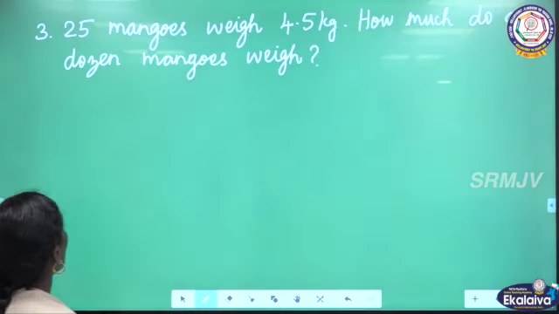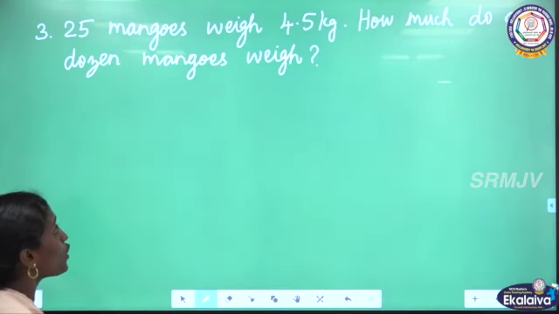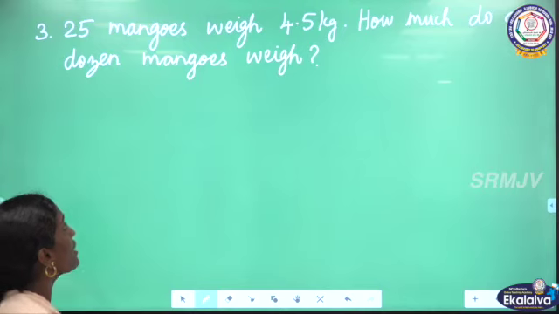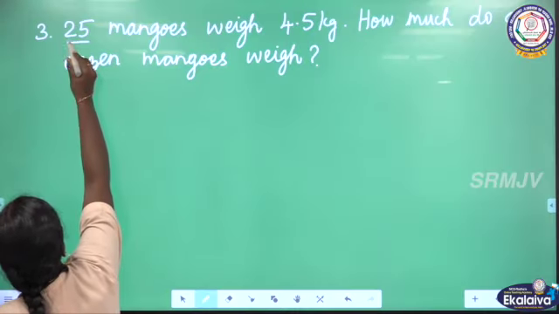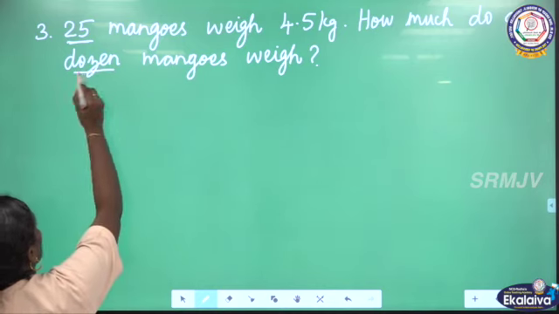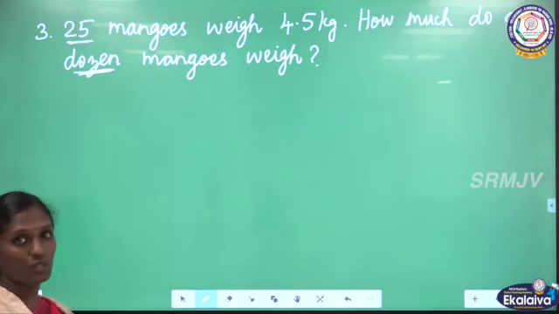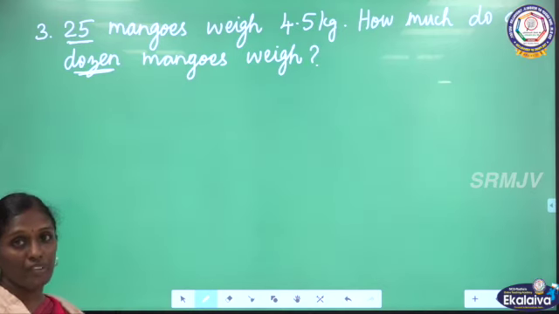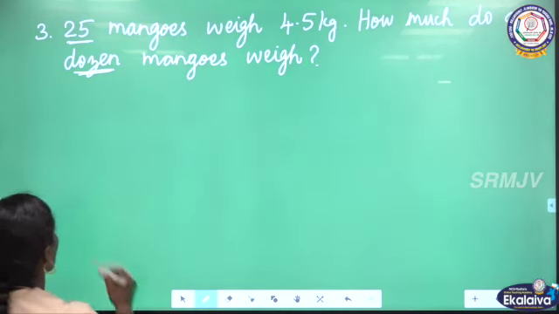The next one, 25 mangoes weigh 4.5 kg. How much do a dozen mangoes weigh? Here weight of 25 mangoes are given. We have to find the weight of a dozen mangoes. Dozen means 12. So first we have to find out the weight of 1 mango by using division.